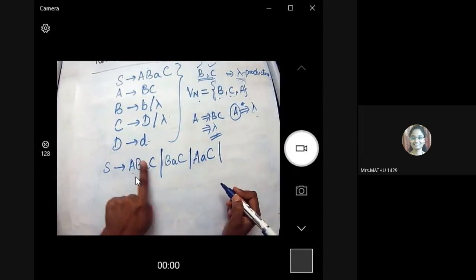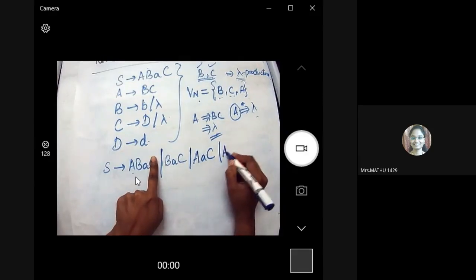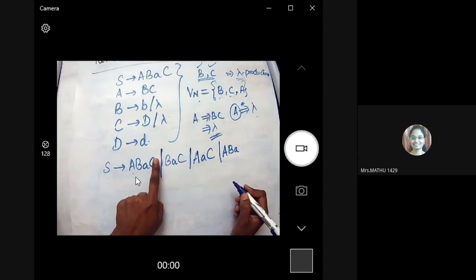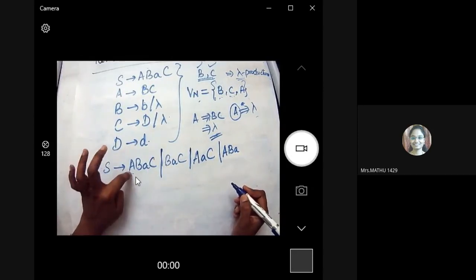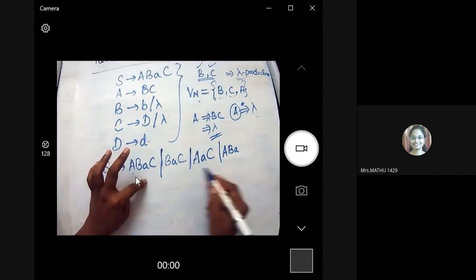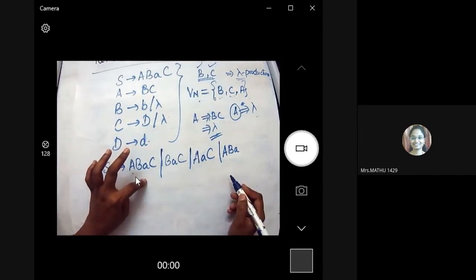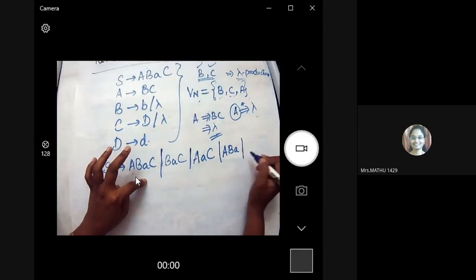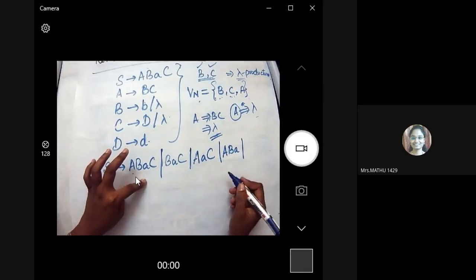And C is also a nullable variable, so I apply lambda only to C. What will I get? ABa. So now I have applied lambda individually to A, B, and C, and I have generated three new productions. Now let's continue with other possibilities.